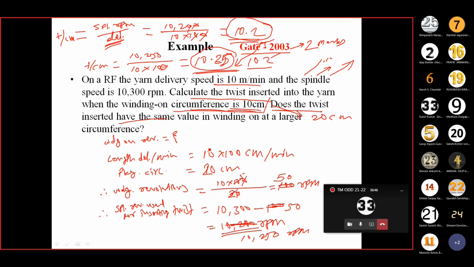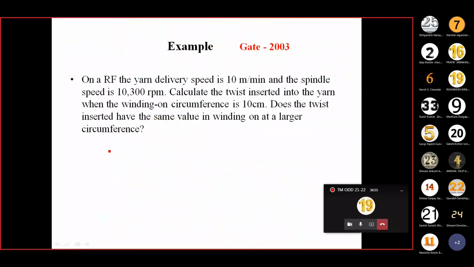Right? Because the concept is very simple. The concept of the numerical is very simple. One simple formula we have to use here: E per centimeter is equal to RPM by delivery. बस यही आपको यूज करना है यहाँ पे.